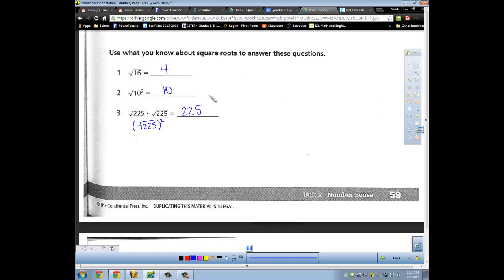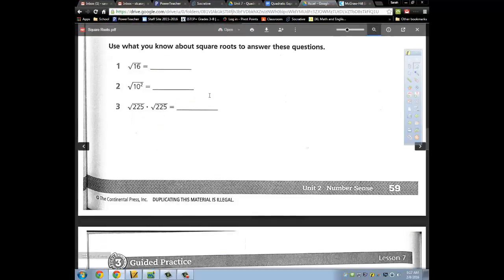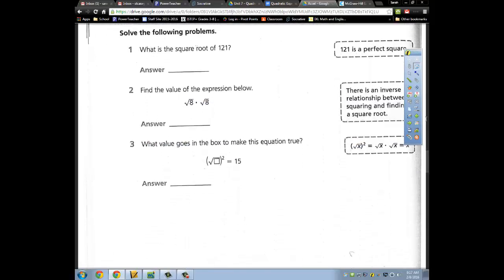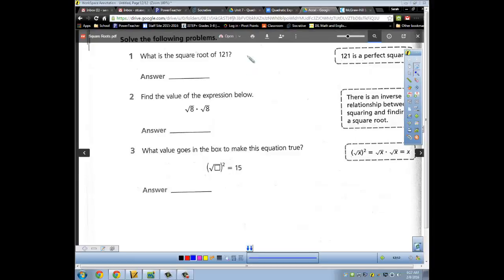Okay, turning to page 60. And it looks like this is going to be our last page for this part of the workbook. Just 3 questions. What is the square root of 121? So square root 121. So what number times itself is 121? That's going to be 11.